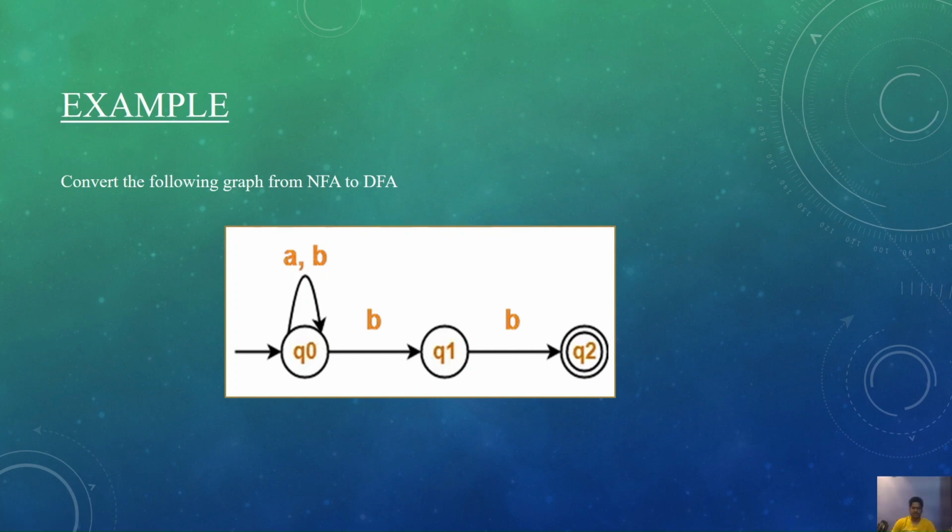We need to convert the following graph from NFA to DFA. On accepting an input string, the Q0 stays. On accepting A, it stays in the Q0 state. On accepting B, it stays in the Q0 state or it moves into the Q1 state. Q1 on accepting B moves into the Q2 state, which is the final state.